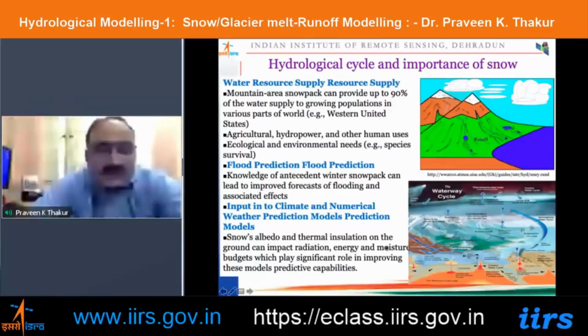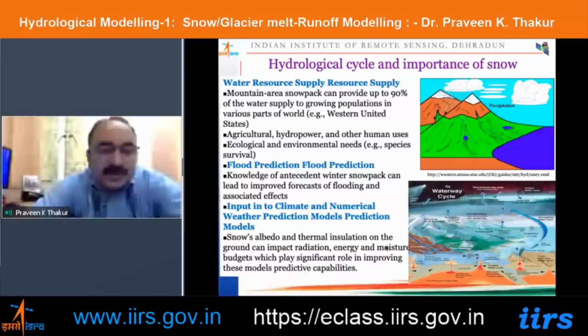Next is the third component, which is very important from the point of view of global circulation models or regional circulation models: the utilization of the snow and glacier feedback in the climate models. For example, our polar ice sheets in the Antarctic and Arctic, and the sea ice, plus the seasonal snow cover. During the maximum snow, the albedo of the snow is very high, so most of the energy will be radiated back.